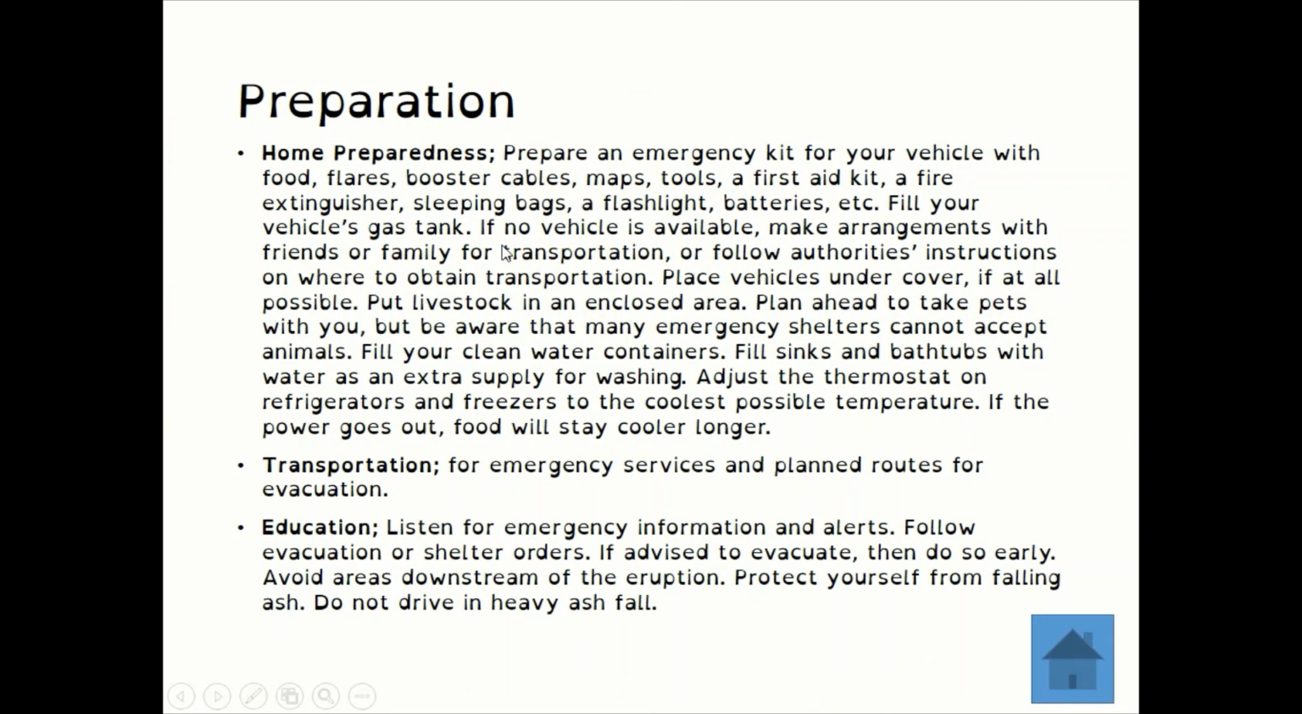So again, you can be prepared within the house, knowing what to do, making sure that the petrol tank in the car is filled up, and so on and so on. Place vehicles under cover if possible, so that the ash doesn't get into the engine and clog it, stopping it from moving if you needed to evacuate.